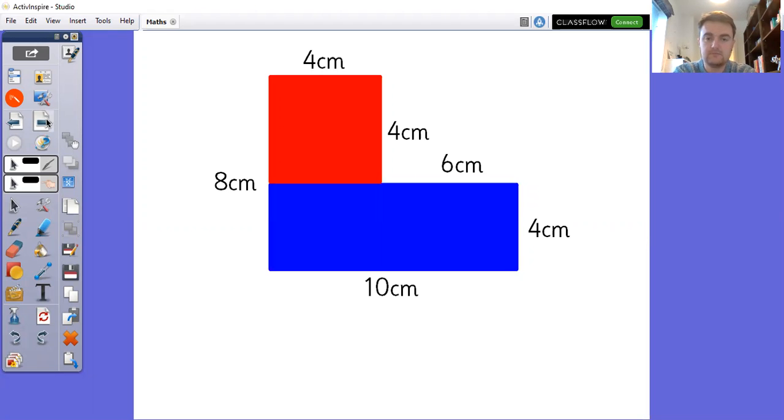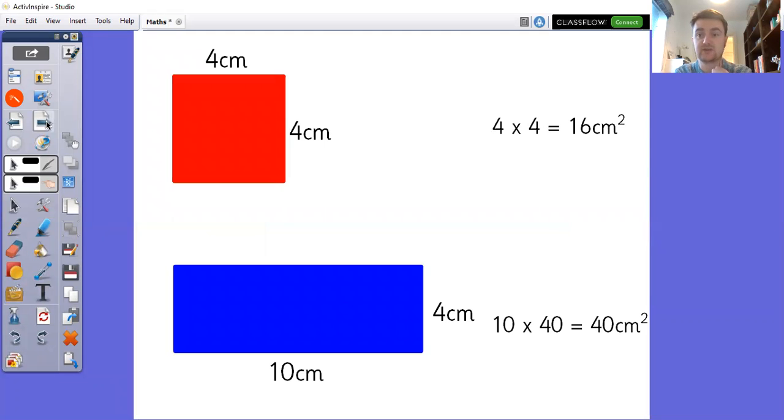Now, there are some measurements on here that I don't need anymore. That 8 centimeter measurement, I can see that that is of both sides put together. Now, because that's the line where I've split the shape up, I don't need that 8 centimeter measurement. The same with this 6 centimeters. I can see that the blue rectangle is 10 centimeters wide, 4 centimeters tall. So those are the two measurements that I need. So I don't need the measurements 8 centimeters or 6 centimeters. So when I split my shape into two separate bits, I can get rid of those measurements.